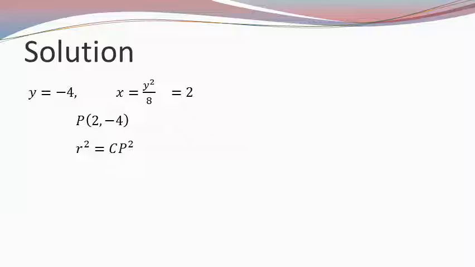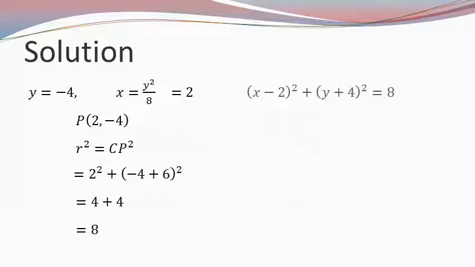So we can now find the radius of that circle. So that radius squared would be equal to CP squared. So using the distance formula, that number is equal to 8. So knowing the center and the radius of the circle, we can write down its equation.